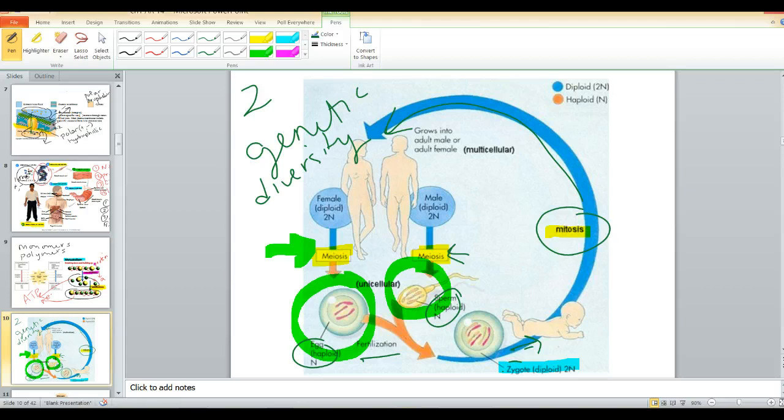Now, what we're going to do is we're going to finish this part of Chapter 1, and there will be another lecture on Chapter 1 focusing on homeostasis and terminology.